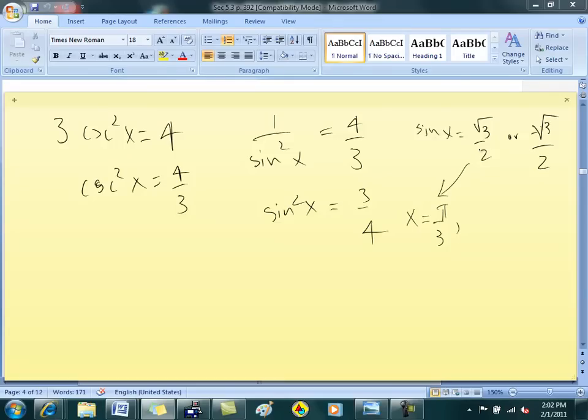Oh, you don't want to go pi over 2 plus. Yeah, you really ought to draw these things. Because if you try and do it in your head, it's not going to work. You really want to draw this.